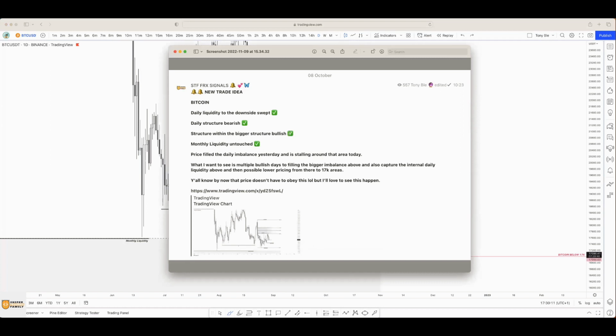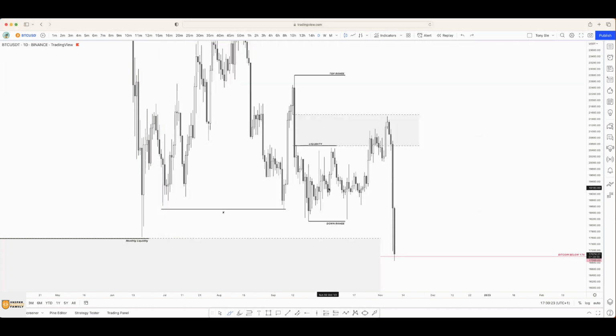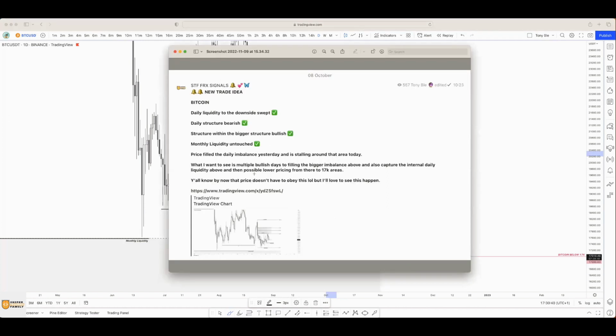Now, the overall structure on the daily is coming to the downside. But as price was going to create a lower high, it was giving us some kind of bullish formation within the bearish structure, right? We saw this higher high, and then this higher low, and then this higher high, and then it was giving us some potential higher low in this area, right? As when I marked out the chart, the structure within the bigger structure was bullish.